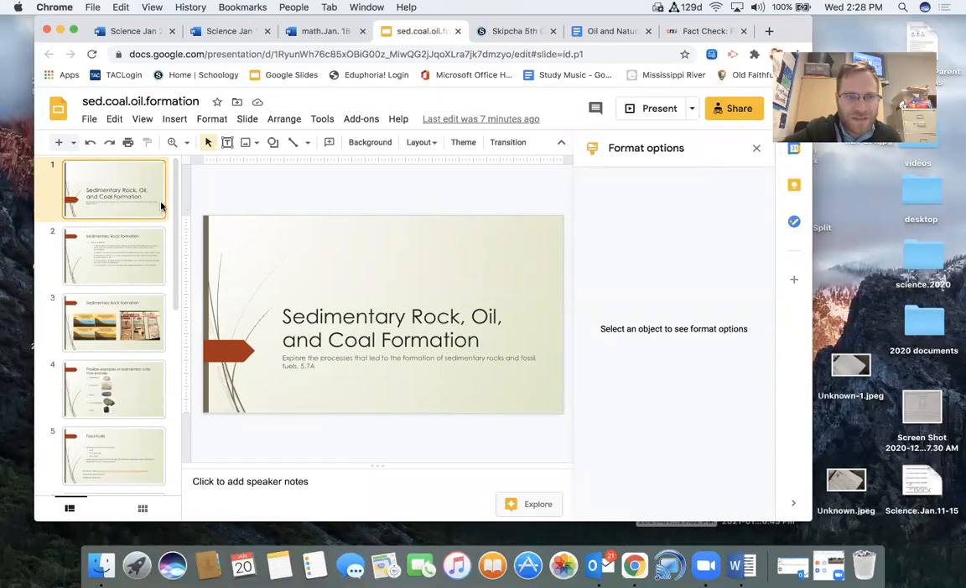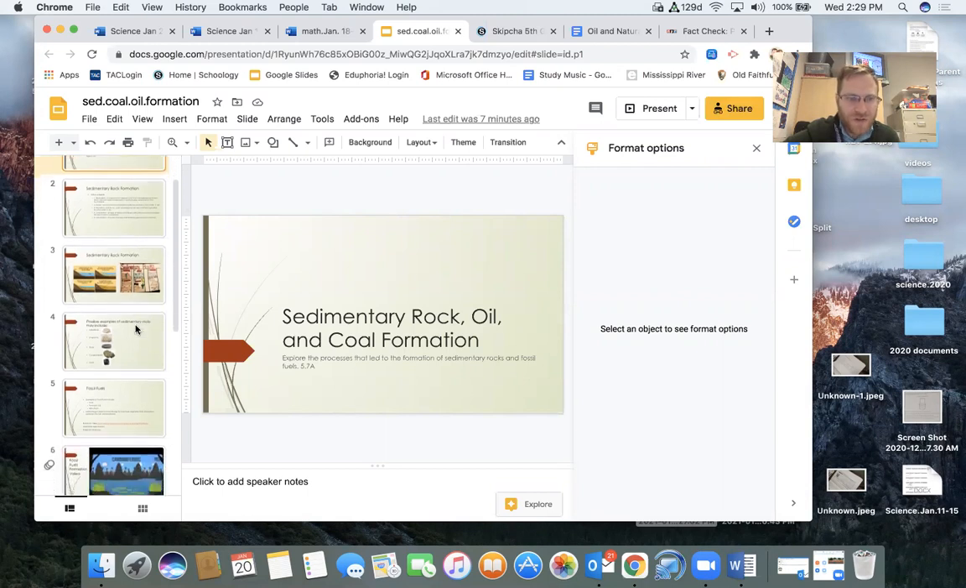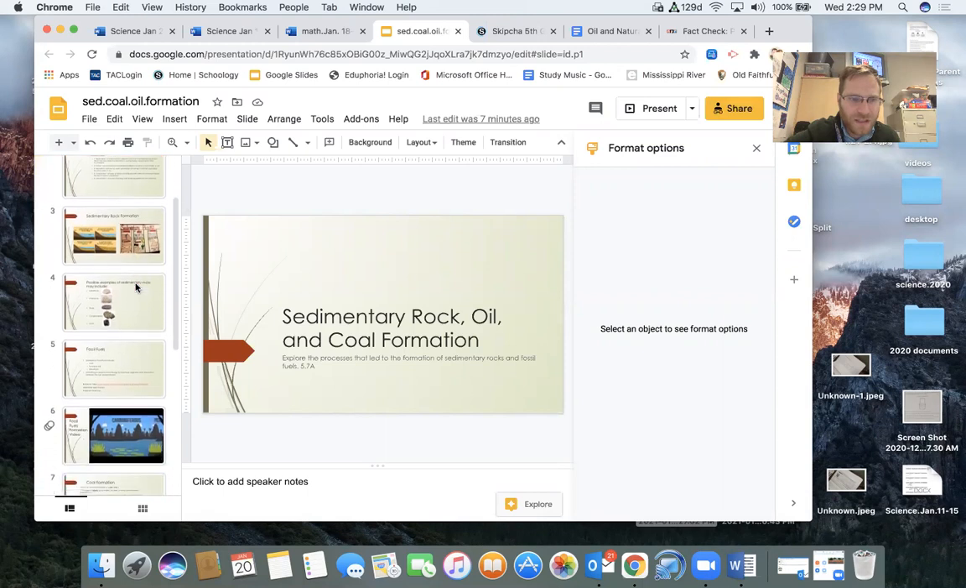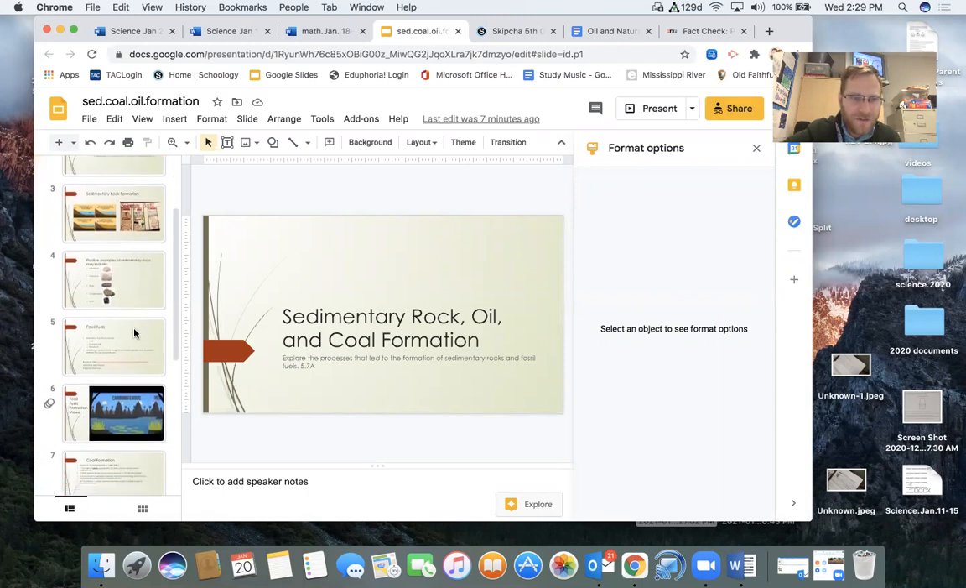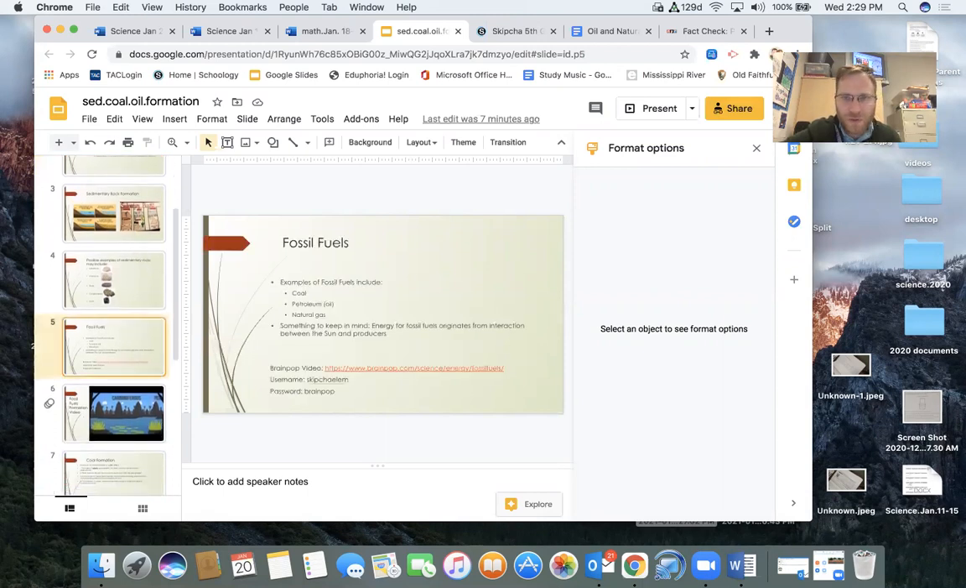We're going to be looking at sedimentary rock, oil, and coal formation. Today, you're particularly looking at oil and natural gas formations. This is a review. I won't go over the review section right now, but you can go back and look at that. I do have this part right here. This is where I'm going to start with you, but you can look at the other things as well. So let's go ahead and look at this.